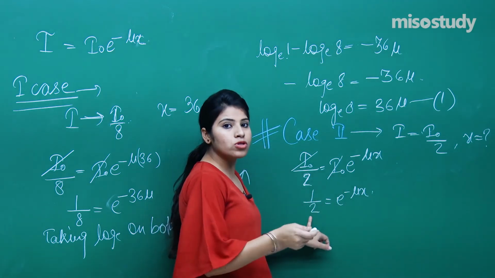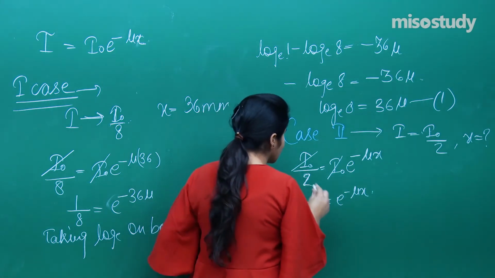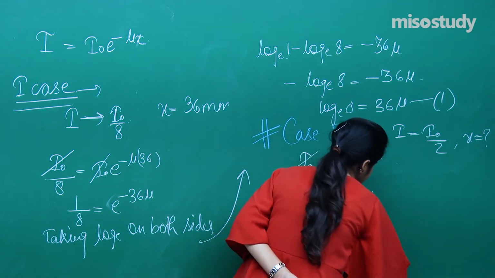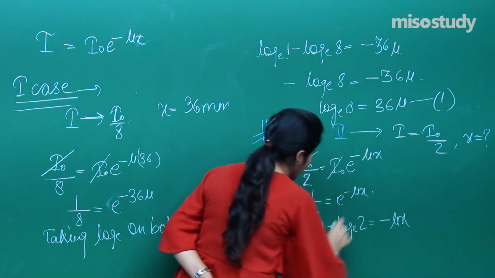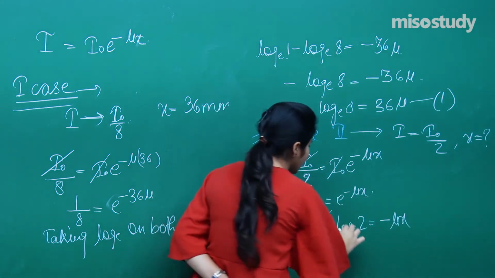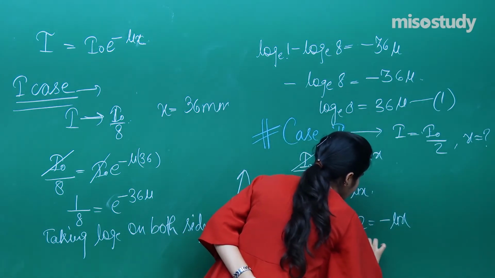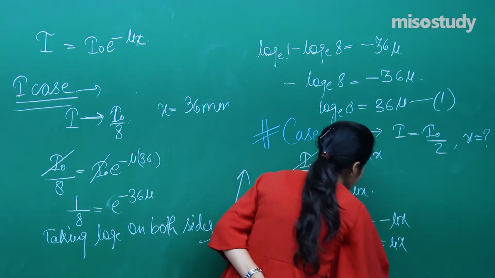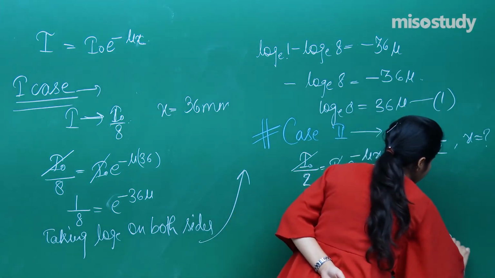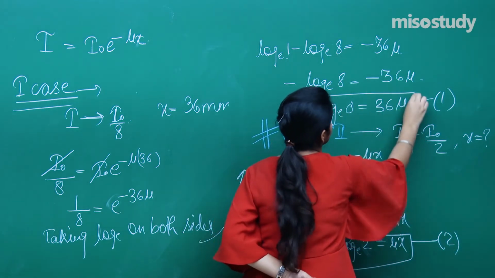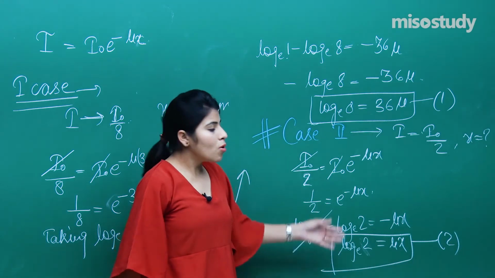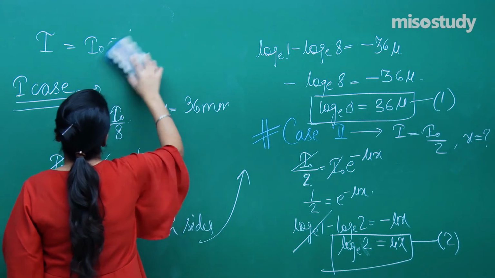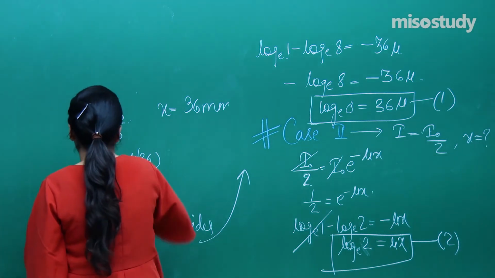Now you are going to take log on both sides again, as we did in the first one. So that means this term will become 0. You are now left with log e base 2 equals mu x. Consider this as your equation number 2, and this was your equation number 1. Now if you solve it, you can easily find out the value of x.